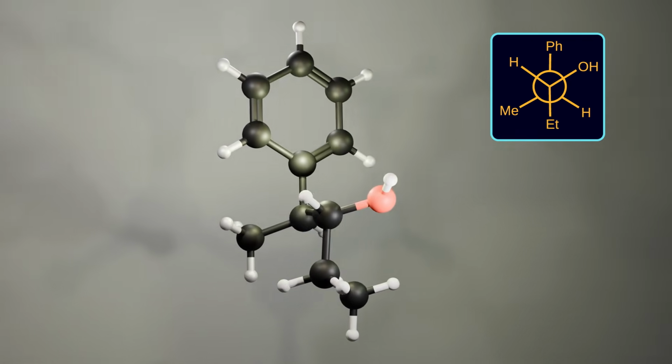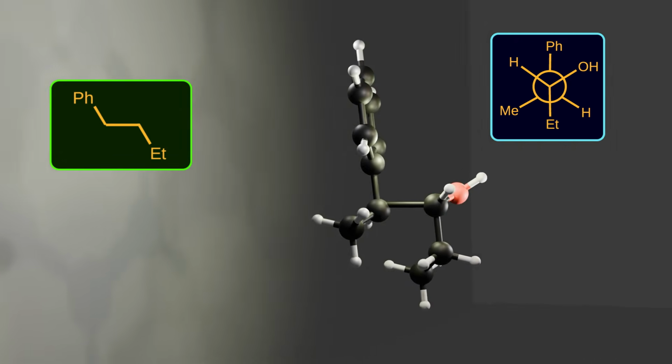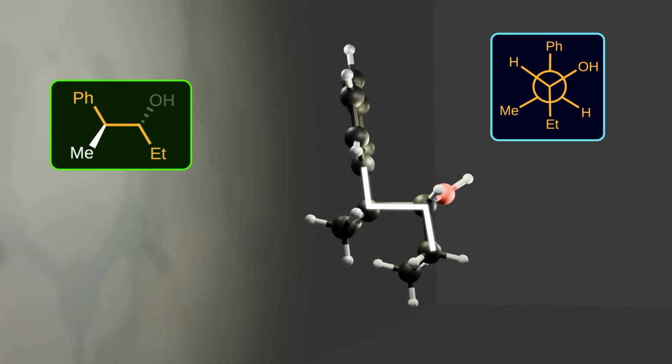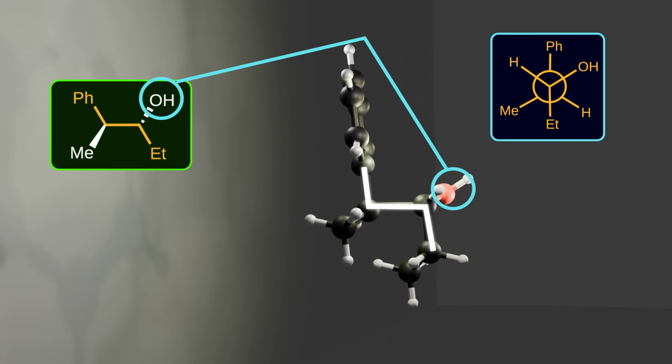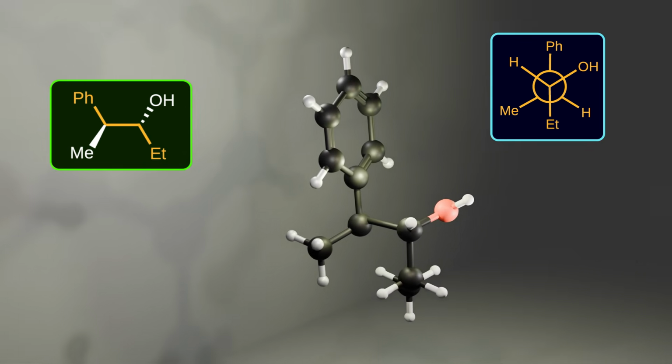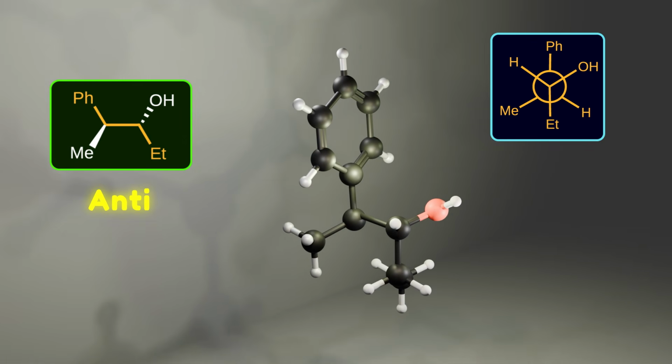Now change your viewpoint. Looking at the molecule from the side shows that the methyl group is out of the plane, but the hydroxy group is far away from you, so draw it in the opposite direction. So in this case, the methyl and the hydroxy groups are anti to each other. Therefore, the anti diastereomer is a major product, unlike the previous example.